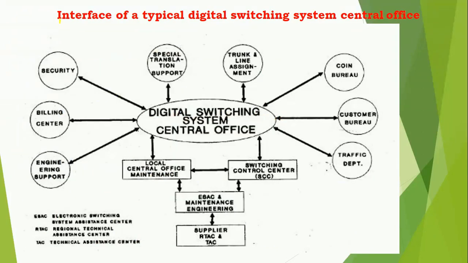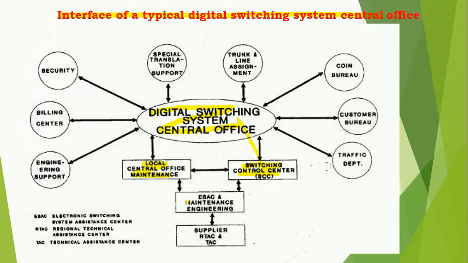The most important question expected in this module is the interface of a typical digital switching system. If you have a diagram, you need to remember the diagram. Everywhere the blocks are connected with two-way arrow marks, that should be remembered. Digital switching system central office. To this you'll have LCO, that means local central maintenance, and in place with switching control center, that means how to connect and disconnect a subscriber.